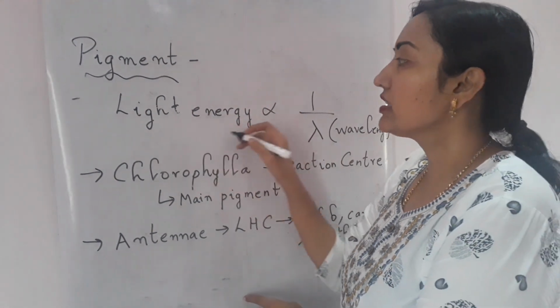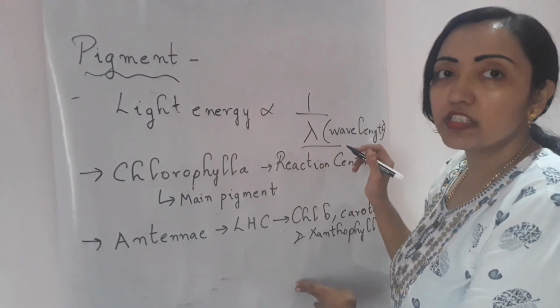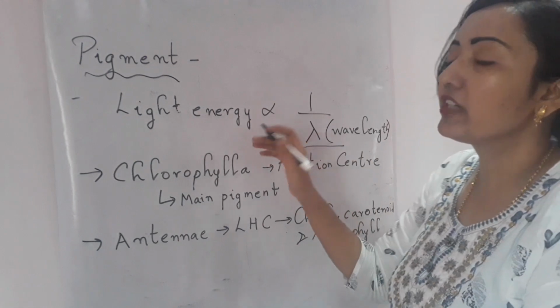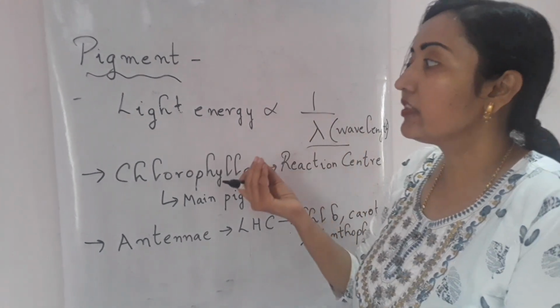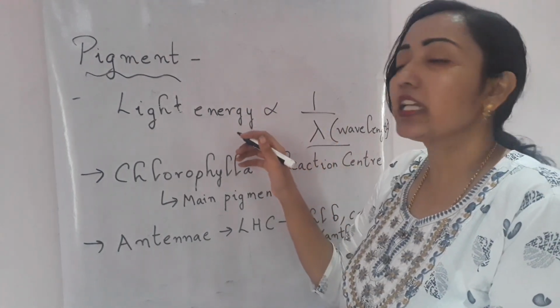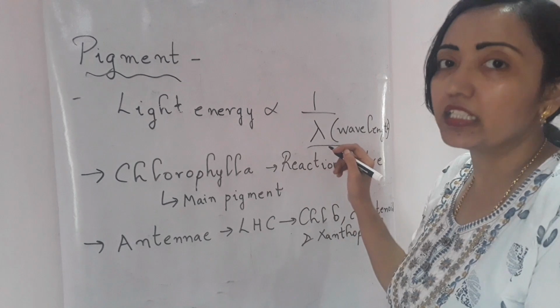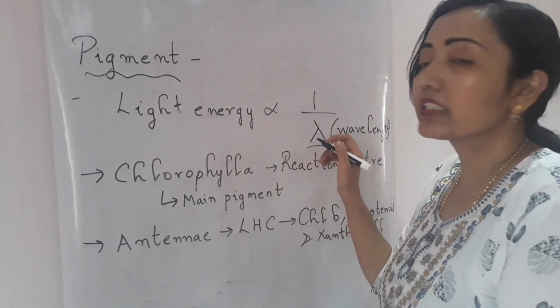Light energy is inversely proportional to wavelength. Whenever energy increases, wavelength decreases, and it is the opposite: whenever energy decreases, wavelength increases.